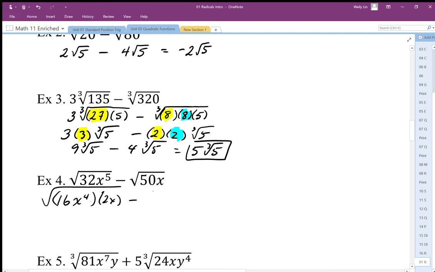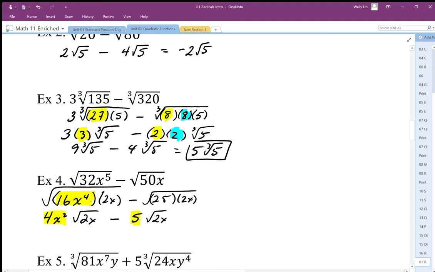Here I've got a perfect square of 25, and I'm left with 2x as my other factor. So the perfect square parts can come out. It's 4x squared. I'll just highlight that so you can see where that's coming from. When I square root 16x to the power 4, I get 4x squared, and I'm left with square root 2x. Square root 25 is 5, and I'm left with square root 2x.